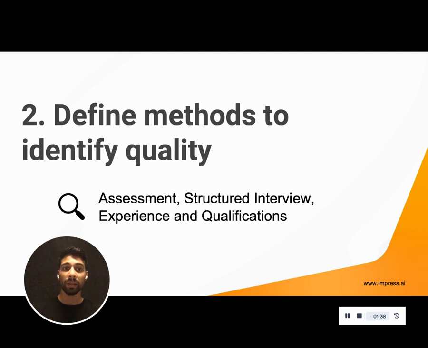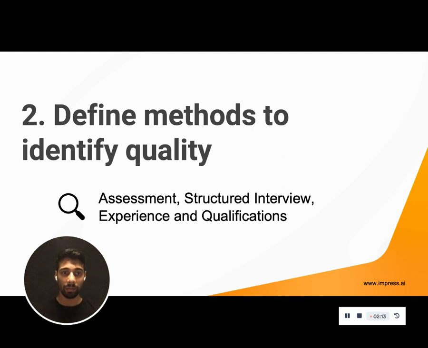The next is to define methods to accurately identify quality. There are multiple ways to identify quality once it has been defined. The first is assessments. There is a large variety of assessments available on the market. These include cognitive assessments, knowledge assessments, personality, work sample, and case study. You can even create your own assessments for knowledge, work sample, and case study style of assessments if you can afford to spend the time and effort. For cognitive and personality assessments, it is best to stick to validated specialist assessments available on the market.